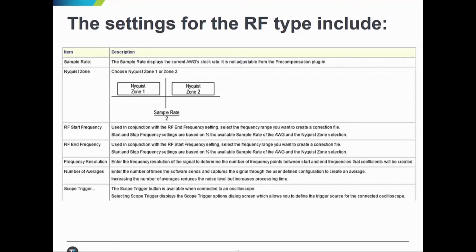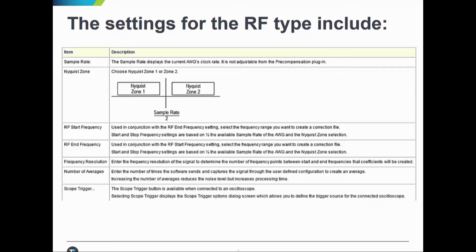Defining the start and stop frequency determines what tones will be generated to effectively compensate for the frequency band of interest. Frequency resolution will determine how fine the slices of analysis will be, and will use more memory the finer the slices are. Number of averages enables averaging the results to remove excessive noise from the calculations. Usually 3 to 5 averages is sufficient.